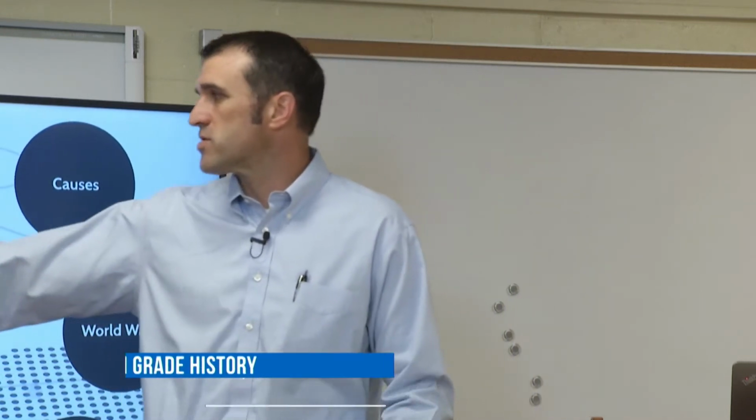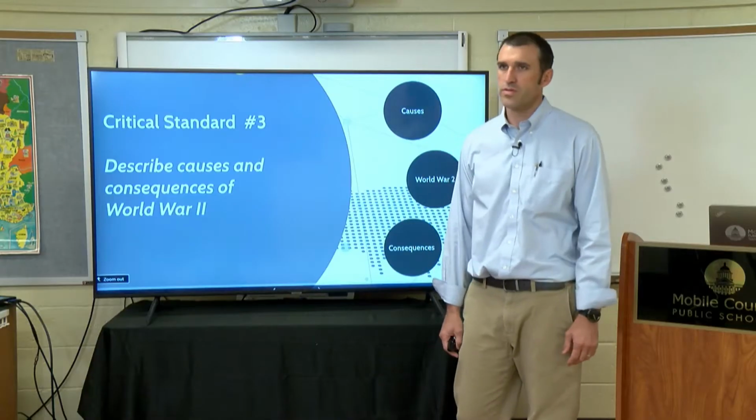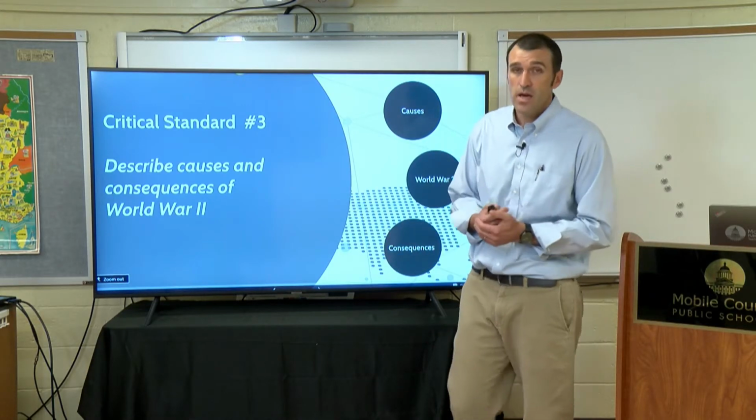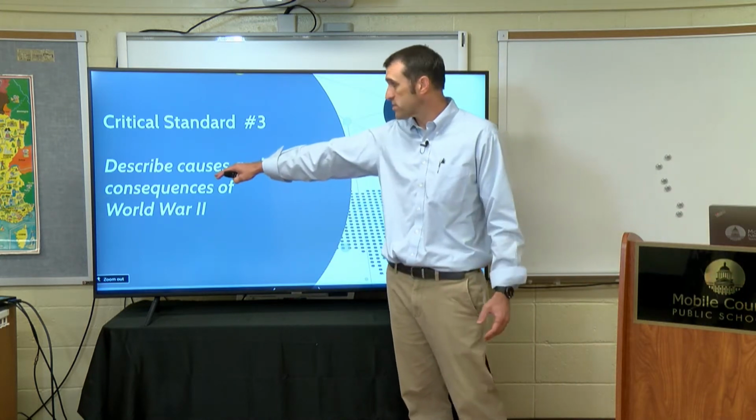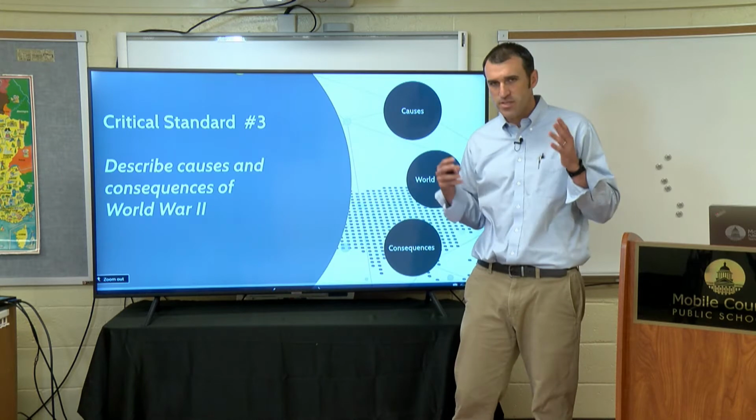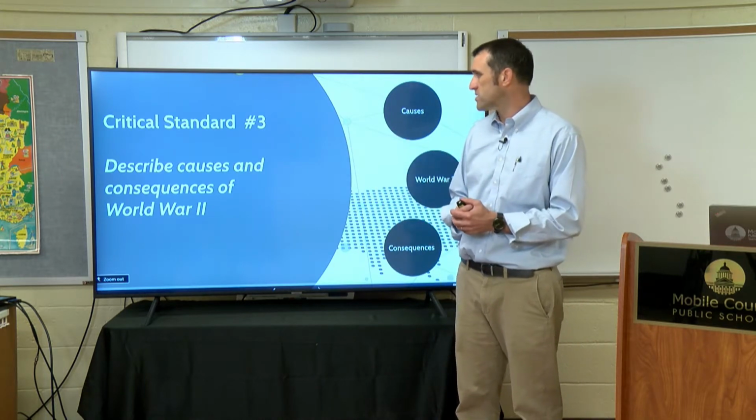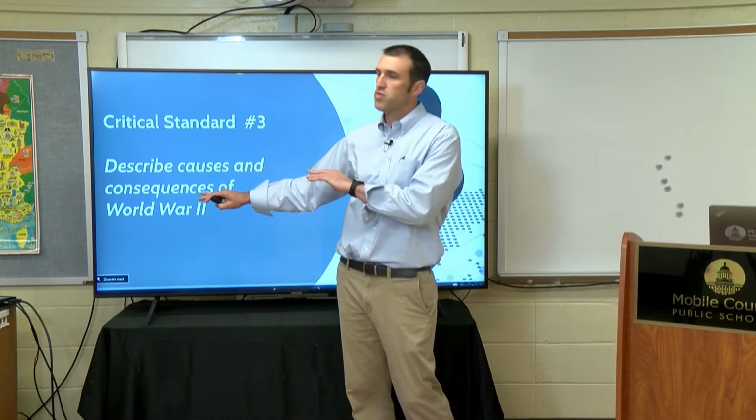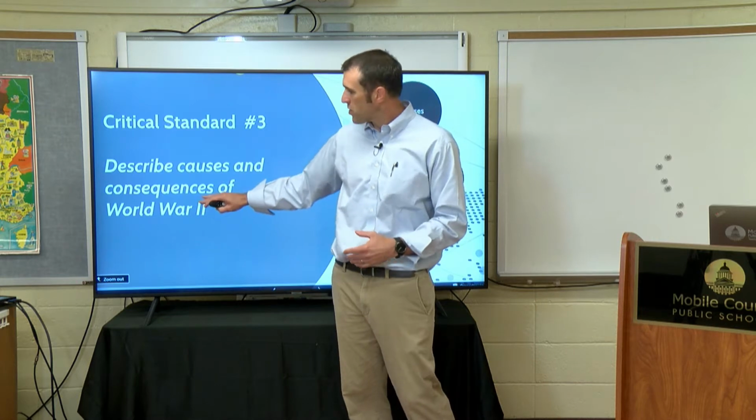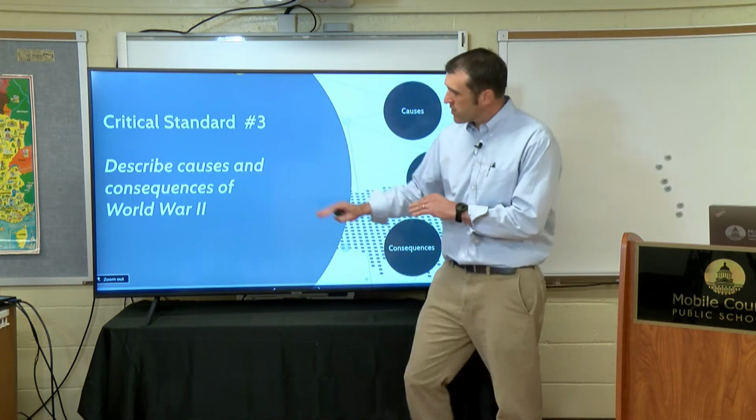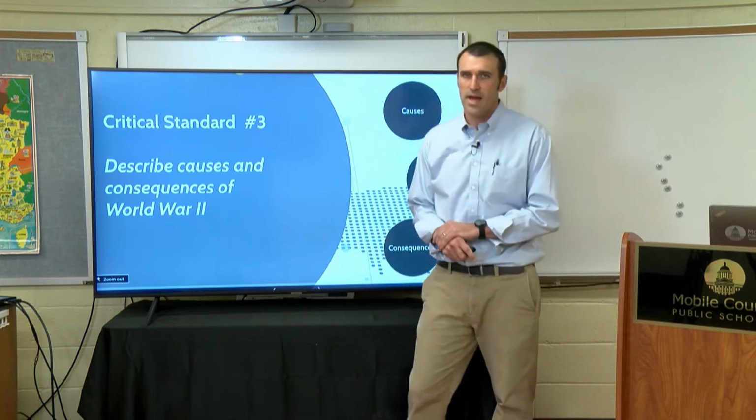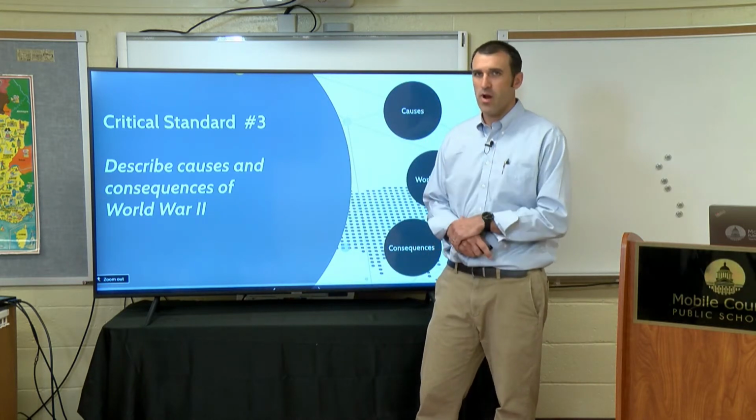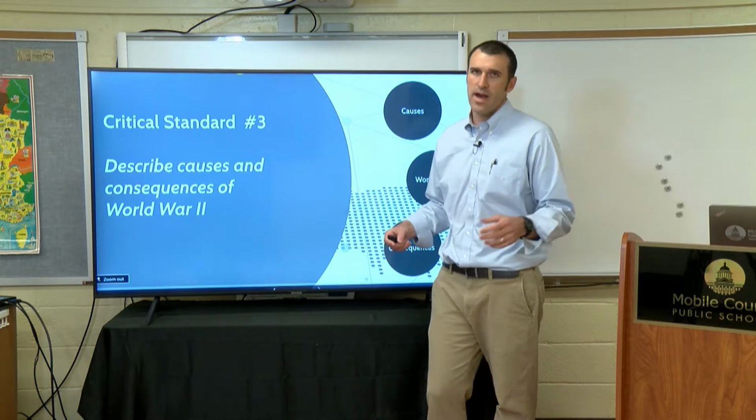We're looking at the third critical standard, and that standard is to describe causes and consequences of World War II. If you remember, last week we talked about the causes of World War II and then got into some of the events and obviously World War II itself. So our focus today will be finishing up World War II, and then as we have time, look at some of the consequences. Whatever we don't get to as far as consequences of World War II this time, we'll pick up next time on our last of 6 lessons in ninth grade world history.